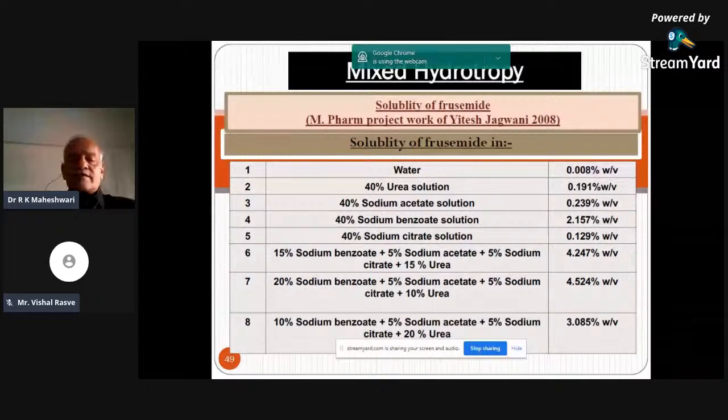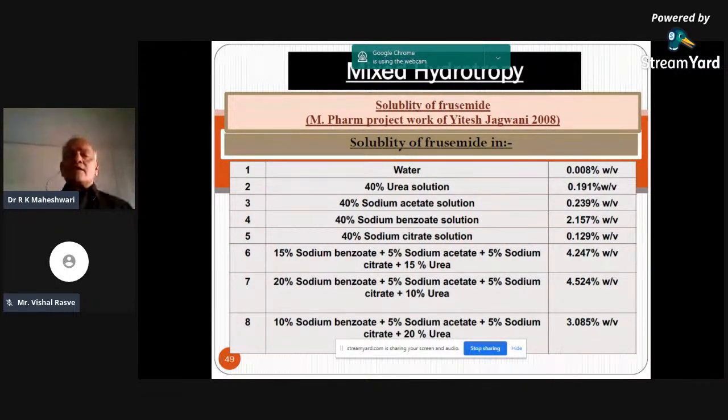Number 8, 10% sodium benzoate, 5% sodium acetate, 5% sodium citrate, 20% urea. Total became 40. This total 40% solution was kept constant. So here the solubility was 3.085%. Again, the synergistic solvent action is there. So sometimes we get additive effect, sometimes we get synergistic solvent action.